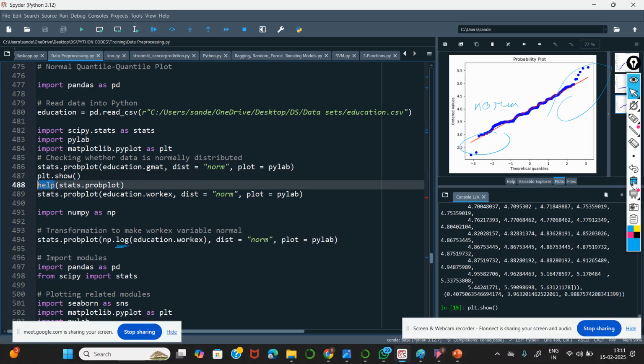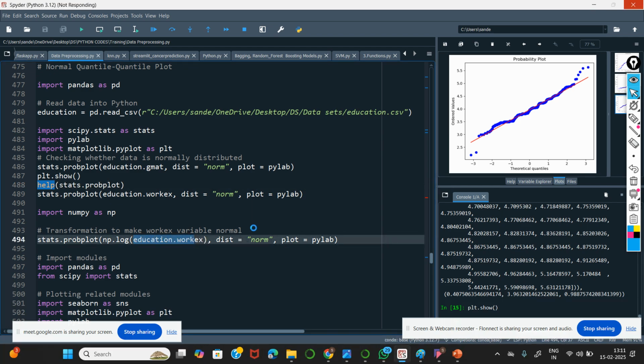See, logarithm will make it almost completely normal. Data points are coming just above the lines. Okay. If I go and showcase you those values, I will go to education.workx and run it. Let me go and run only these things. Till this, let me run it. Oh, stuck.